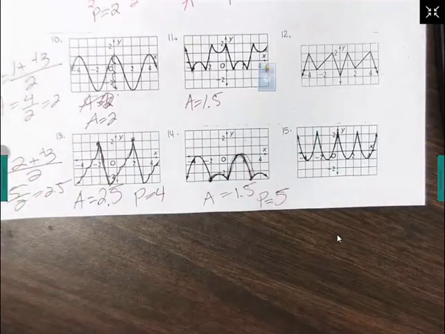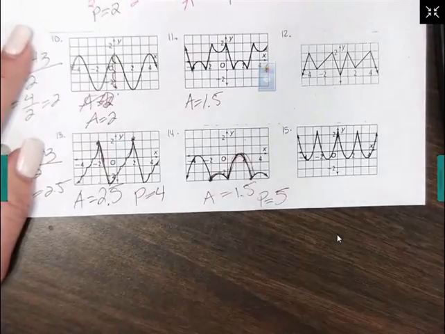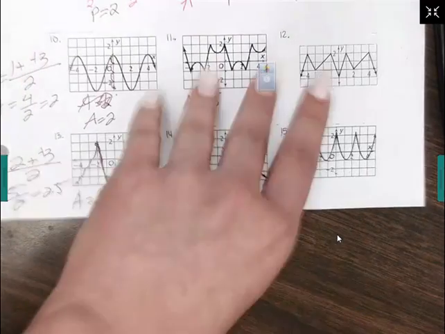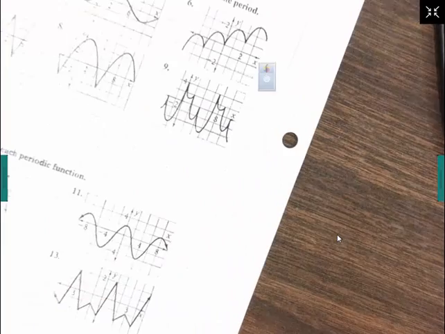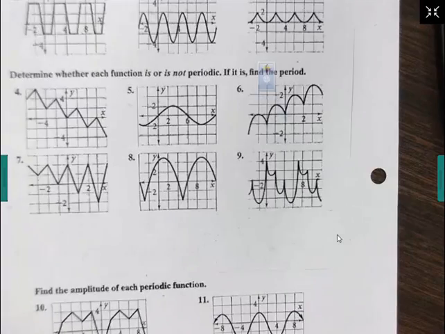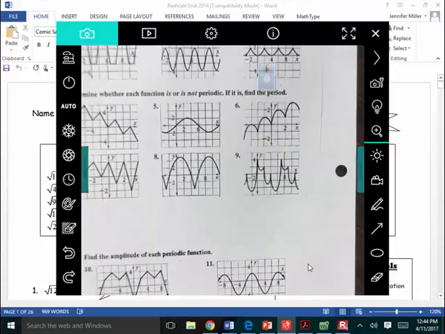Yes, sir. So how's it 1.5 then? Okay, because the top is 0 and the bottom it goes down to -3. So 3 is the difference between the top and the bottom, and half of that's 1.5. Okay. All right. So I'm going to let you guys finish the rest of these on your own time. We've got to get to sine graphs right now.